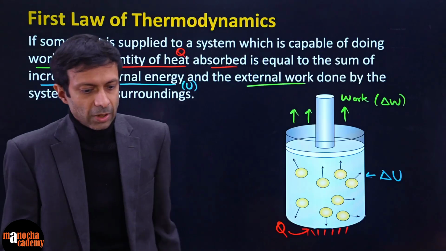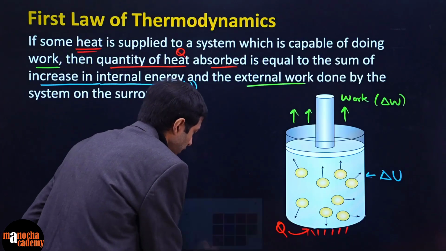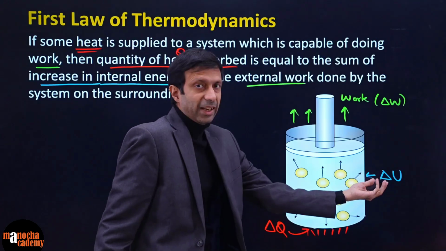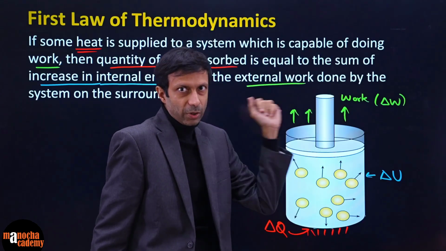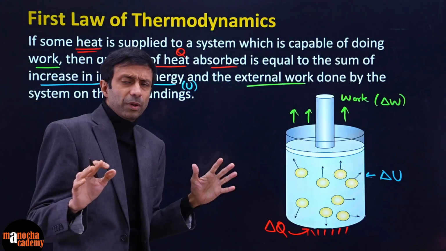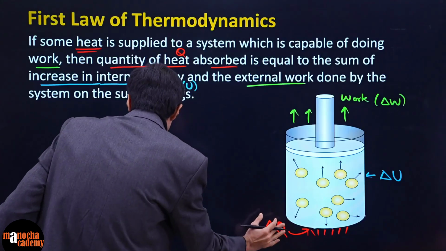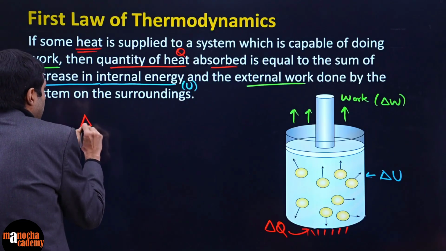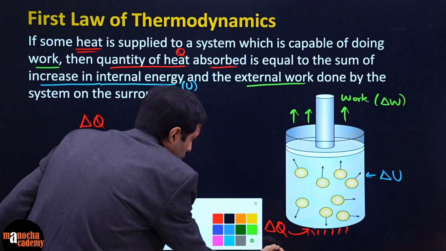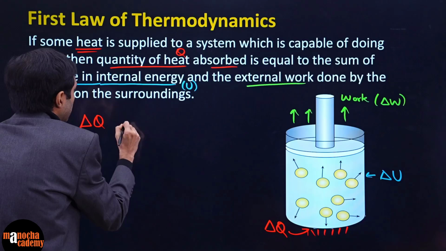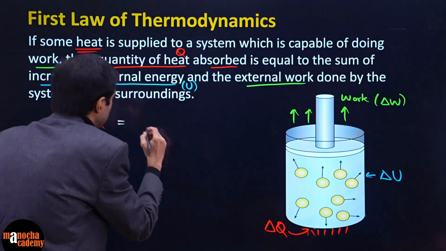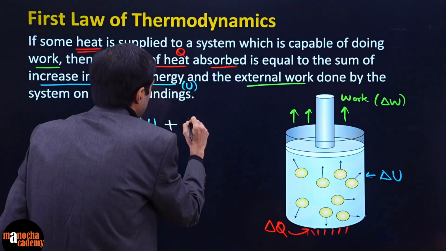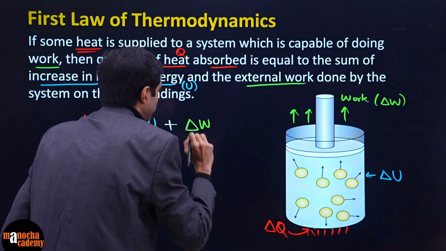So all of you with me on this? We'll put the delta symbol everywhere. We give it some extra heat, so some change in heat, so I'll put delta Q here. There's some increase in energy and some work being done. Now what is the first law saying? Something very simple. The heat that you're supplying, delta Q, is equal to the increase in energy of the gas, the system, plus some external work done by the system.